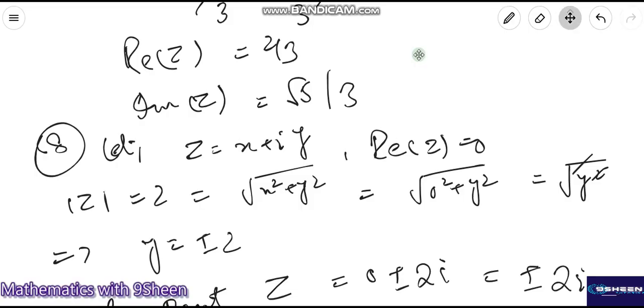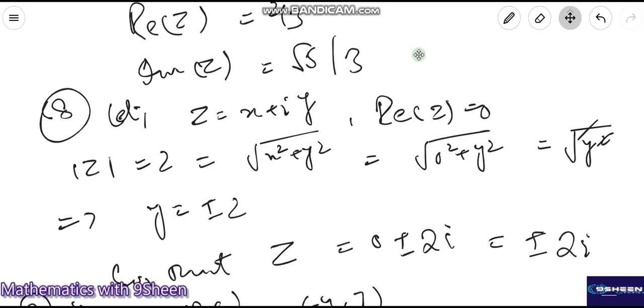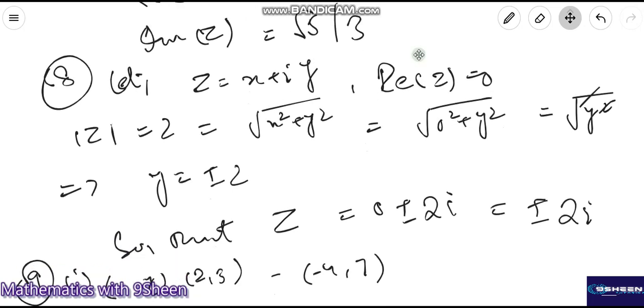Now our real part is 2 by 3 and imaginary part is root 5 by 3. Next, question number 8.